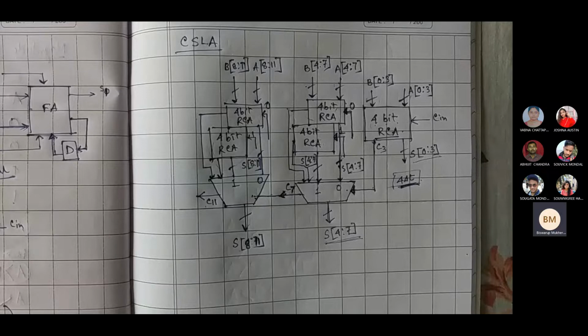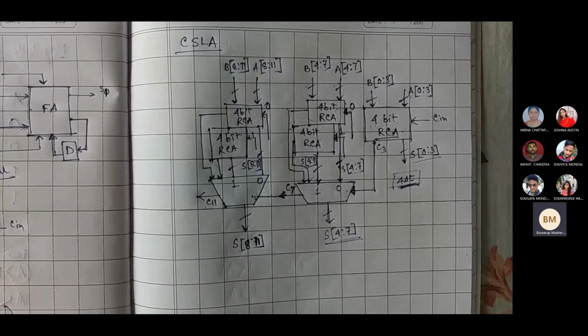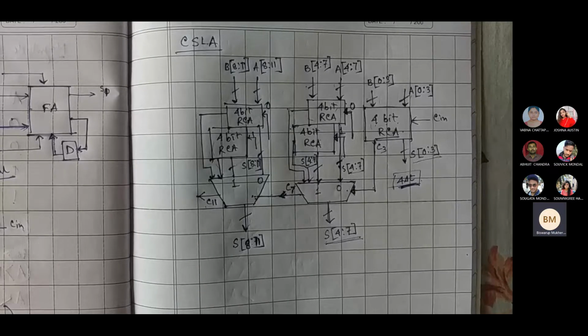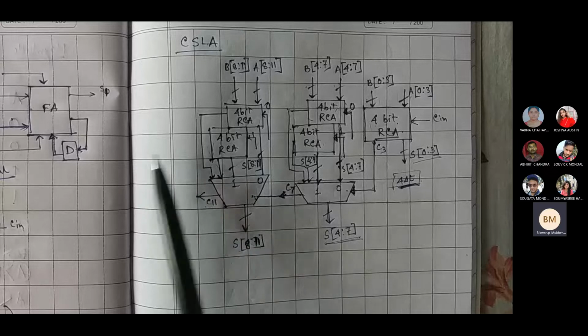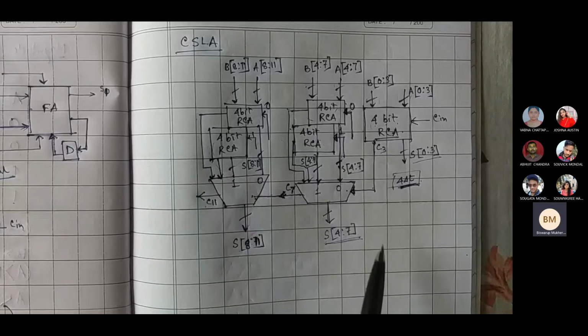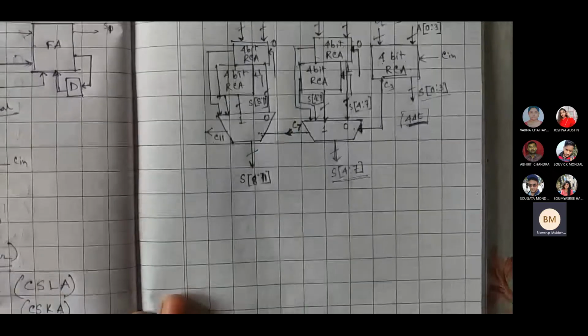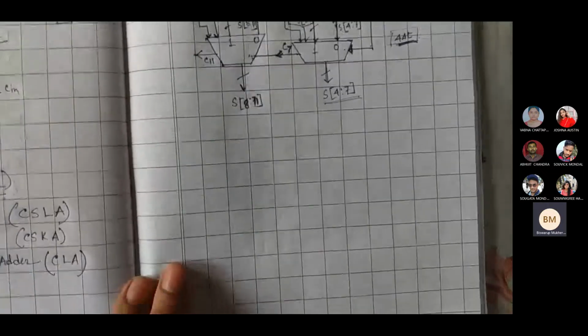You have to remember this architecture, and you need to explain it. You have to remember the explanation as well. And this is for 12-bit. You can introduce some other bits also, so 16-bit can also be done in this way. So that is something like a carry select adder. Okay, so come to the next one.